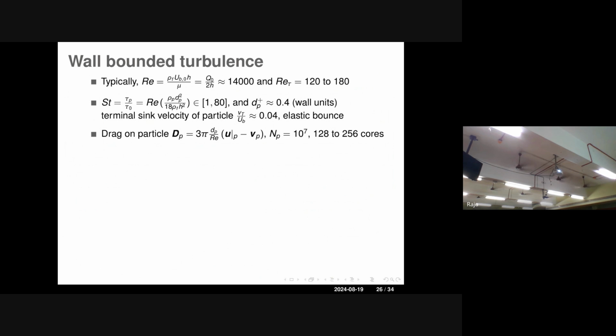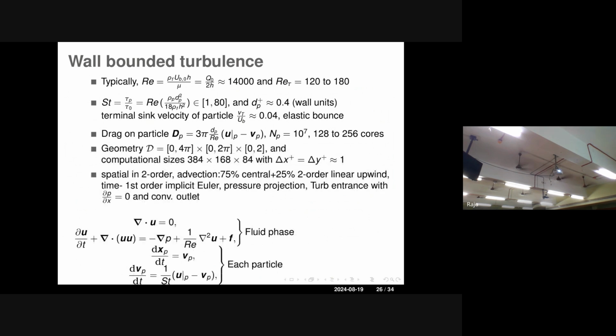If the Stokes number is very small, they will be immediately swept by the flow. But if the Stokes number is quite high, they start modulating the turbulence. And typically, we use 10 power 7 particles, 10 million particles, on 128 to 256 cores. The channel flow geometries will be something like 4 pi in length, 2 pi, 2 units, with meshes ranging from 300 square based on that.